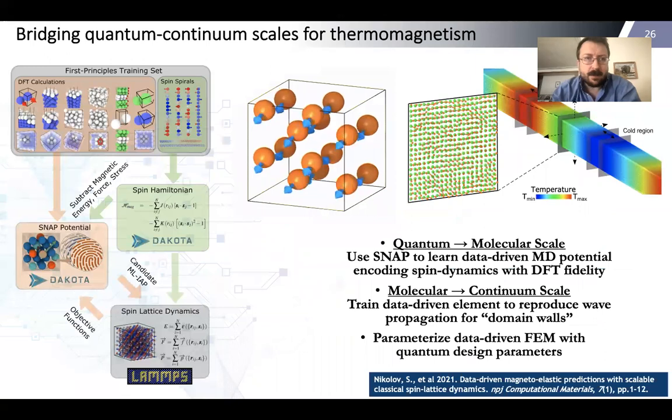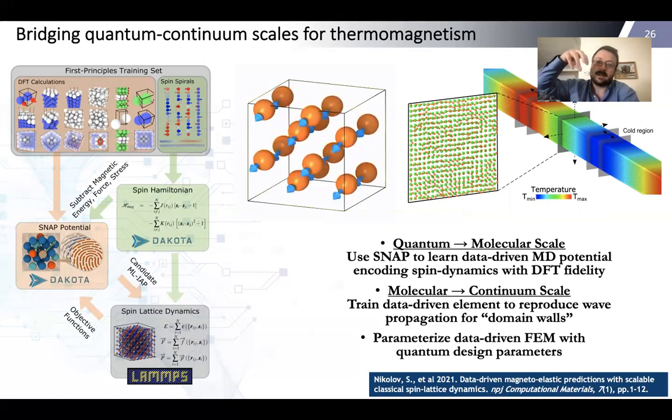Finally, we'd like to couple across scales. And so there's a lot of work going on at Sandia, led by people like Aidan Thompson, Mitch Woods, Svetoslav Nikolov, where you need a density functional theory type description of the physics. Thermomagnetism is one of those kinds of things. And so what they've been working on and making a lot of progress on is how to machine learn a molecular dynamics potential designed to reproduce those physics that live on the quantum scale.